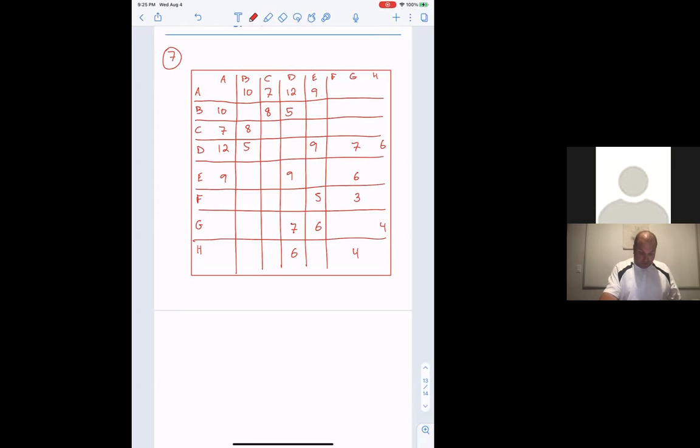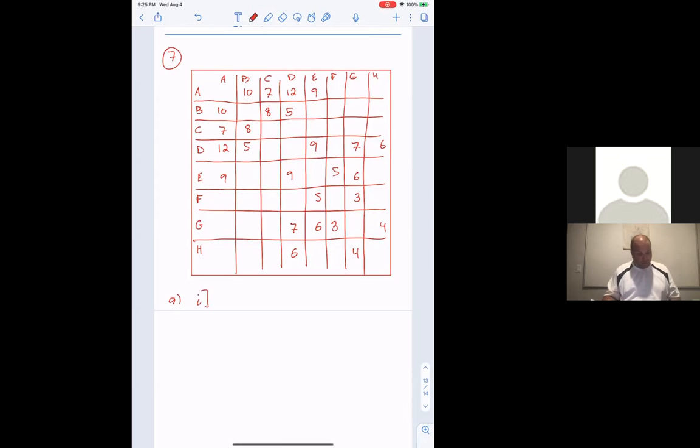Oh, look at that. I completely missed it. It's a good thing I did this. I completely missed a column. 5, 6, 5, 3. So those. Okay. So this is part A.